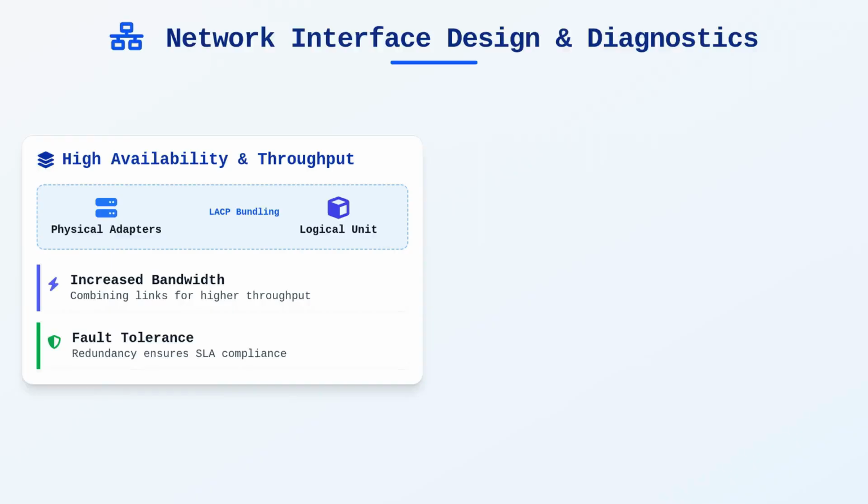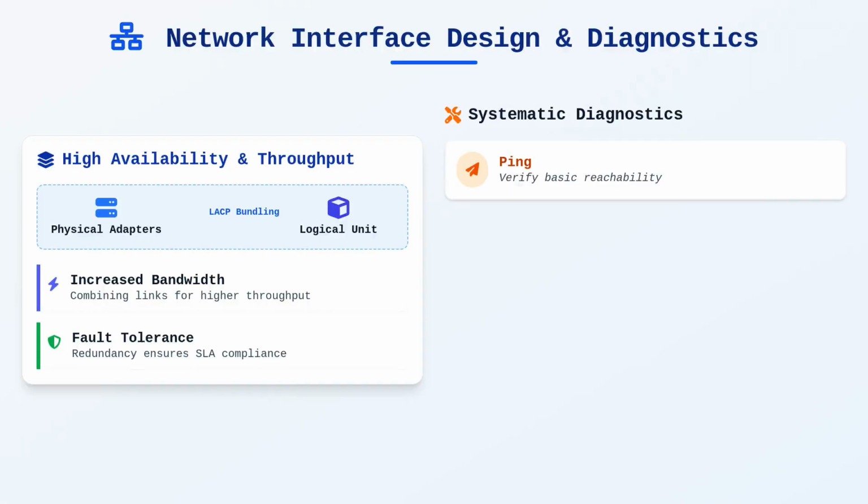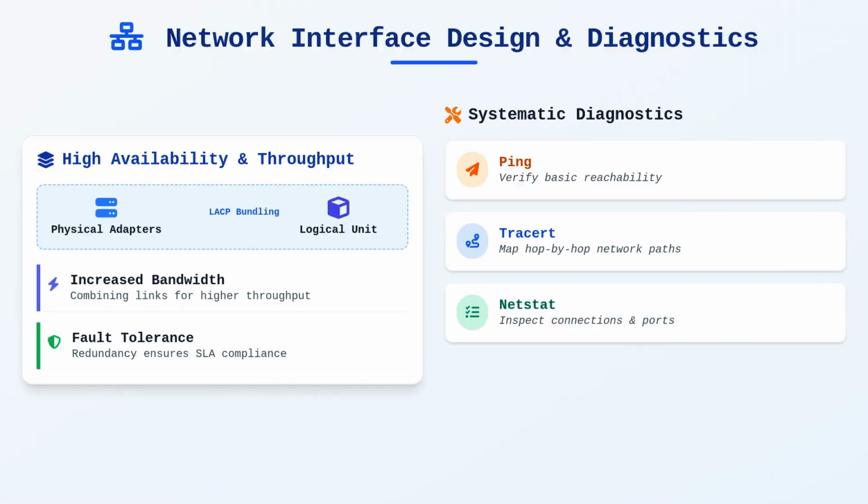When connectivity issues inevitably arise, a systematic approach is necessary, employing tools like ping to verify basic reachability and tracert to map the hop-by-hop path to the destination. Netstat serves as your primary diagnostic tool for inspecting active connections and listening ports, while NSLookup allows for rapid verification of DNS resolution integrity.